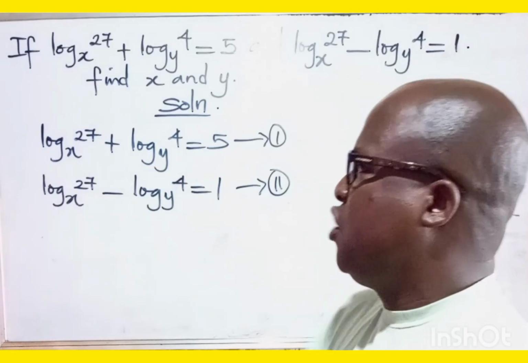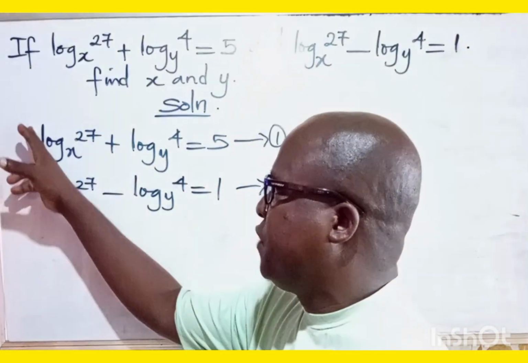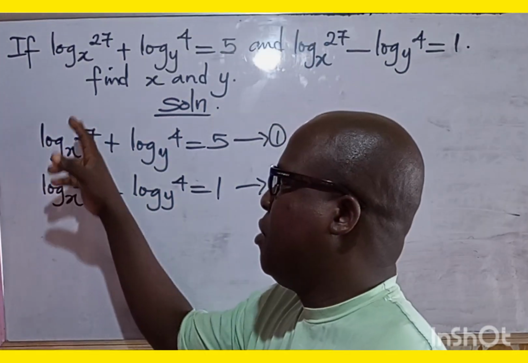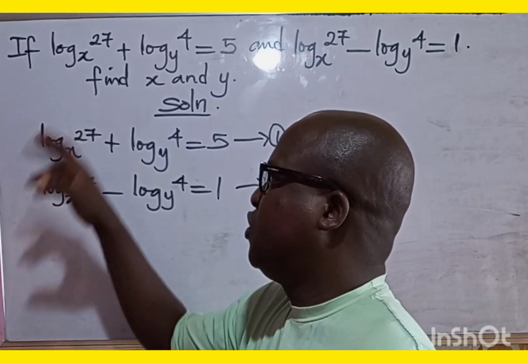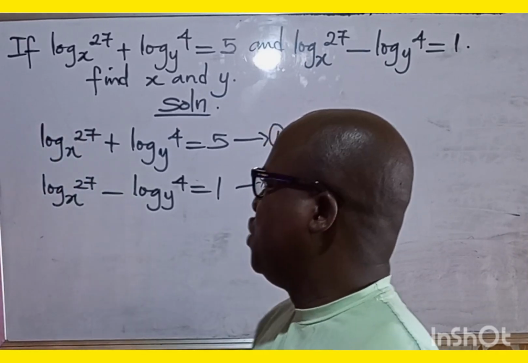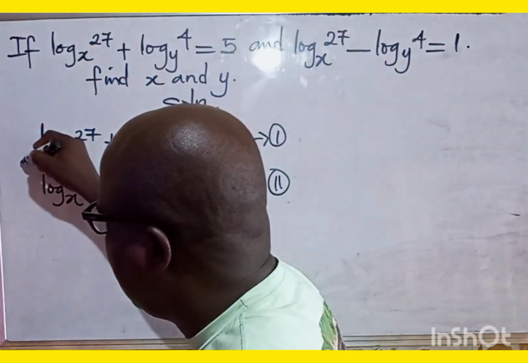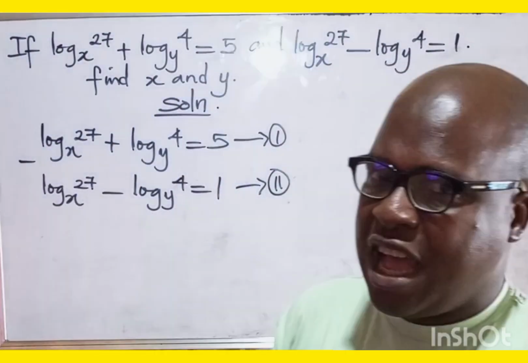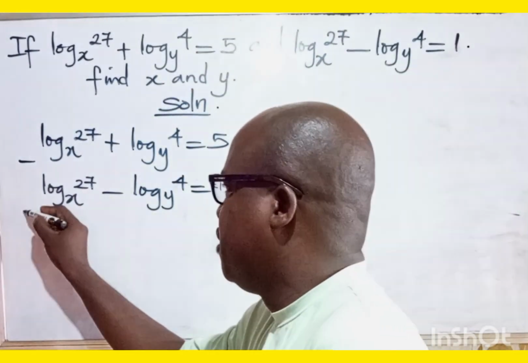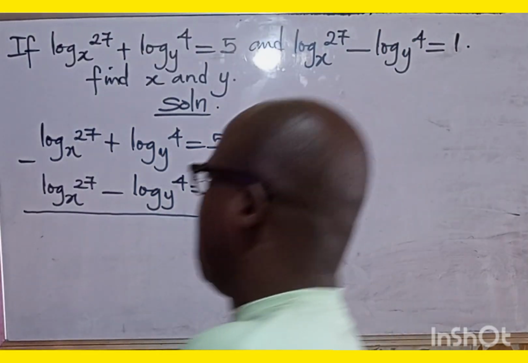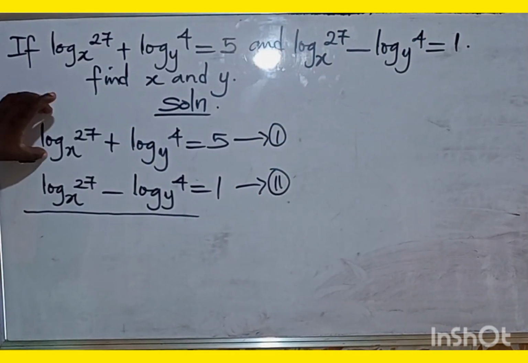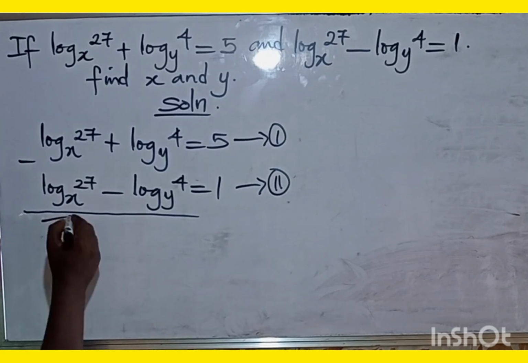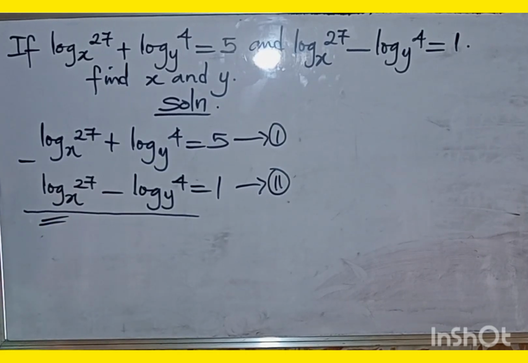In this case, the coefficient of log base x of 27 in the first one is 1. This one too is 1. I can actually subtract so that I will eliminate x. So I will have this equation minus this equation. That means x is eliminated. 1 minus 1 will give us 0.